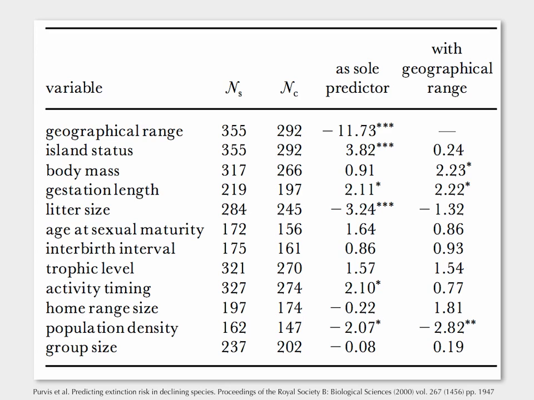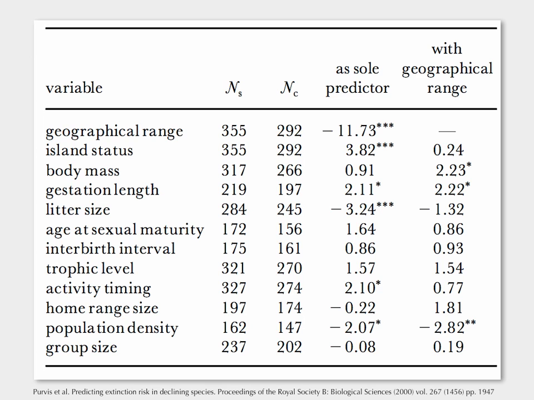So geographical range, three stars, very, very significant, right? So things that had smaller ranges had higher extinction risk. Makes sense, right? Being on islands, makes sense. Small litters, like our beloved pandas, yeah, makes sense. Other things weren't significant, right? So you might think that trophic level, being higher up in the food pyramid, increases your extinction risk. And it might a little bit, but it wasn't significant in their study. Okay? Questions about this?